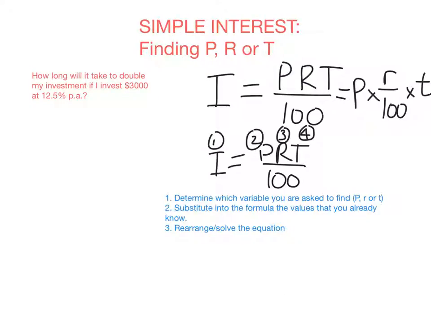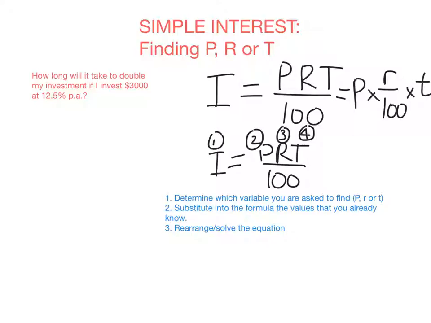Okay, so let's have a go at this one. How long will it take to double my investment if I invest $3,000 at 12.5% per annum? So this one you may be a little confused. You might be saying, well, hang on a minute, I'm only told 3,000 is the principal and 12.5% is the rate. But didn't Mr. Lag just say, actually, you need to know 3 of these variables?